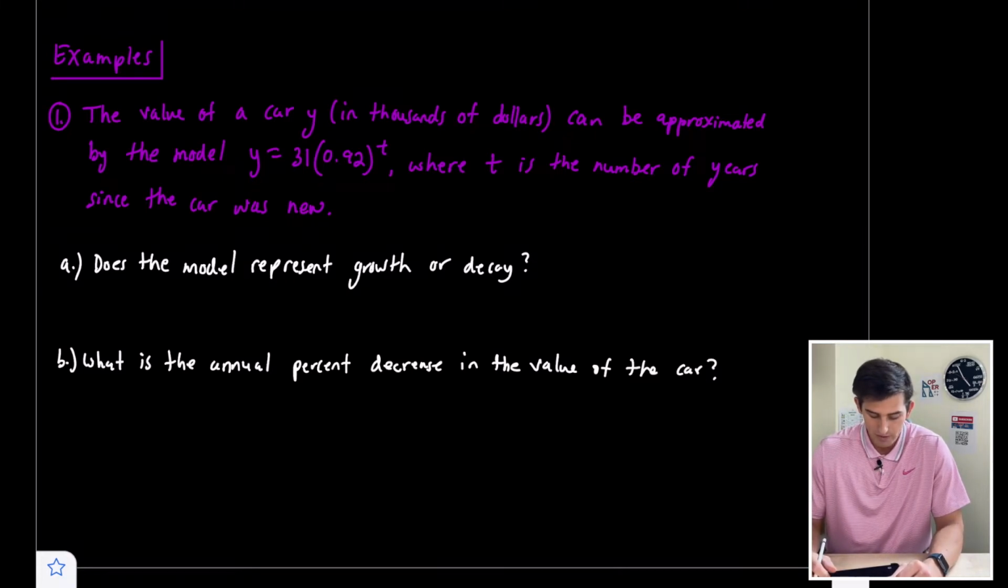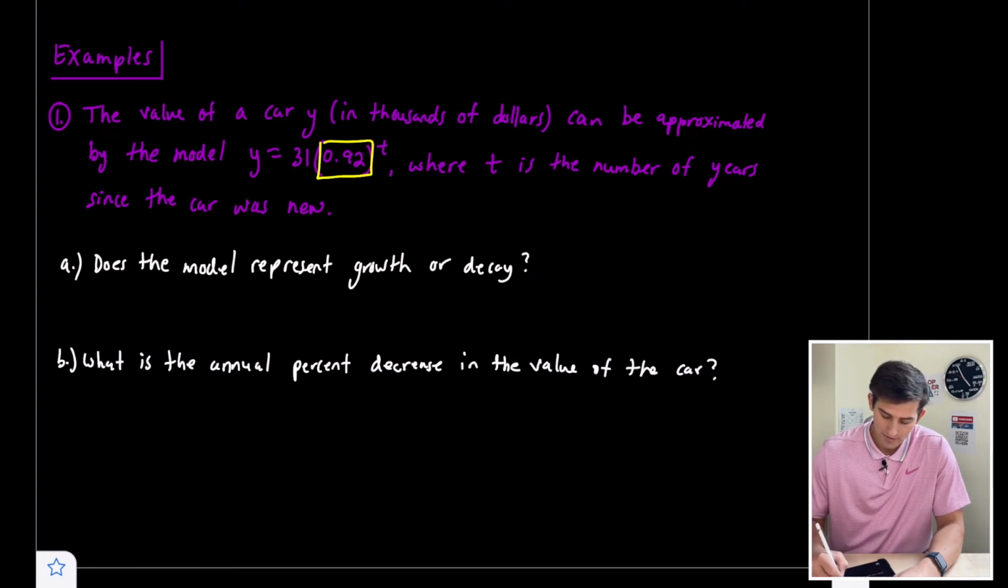Number one says the value of a car y in thousands of dollars can be approximated by the model y equals 31 times 0.92 to the t, where t is the number of years since the car was new. Part A says, does the model represent growth or decay? To figure this out, we look at the value inside the parentheses, and notice how this is less than 1. So this is a decay factor. The decay factor is 0.92.